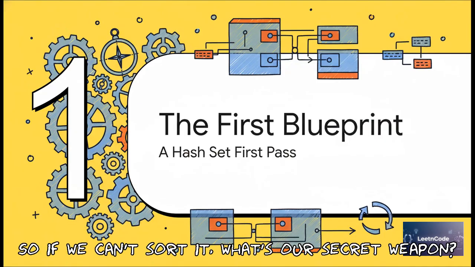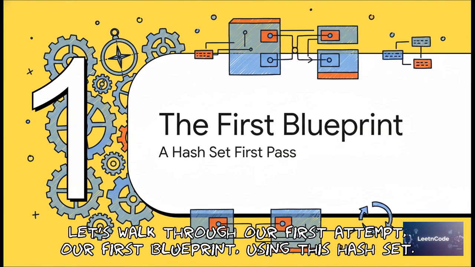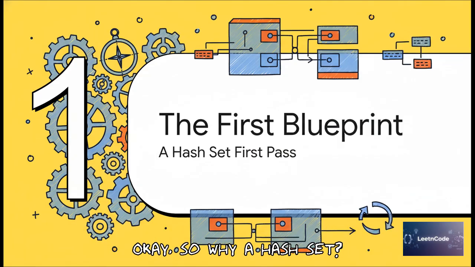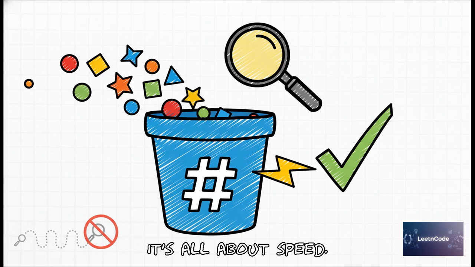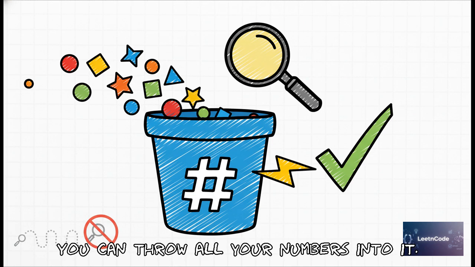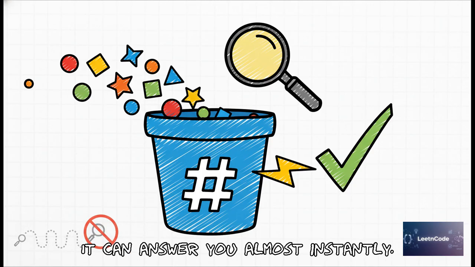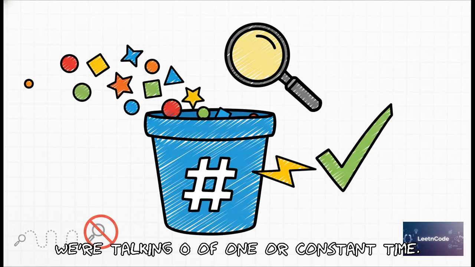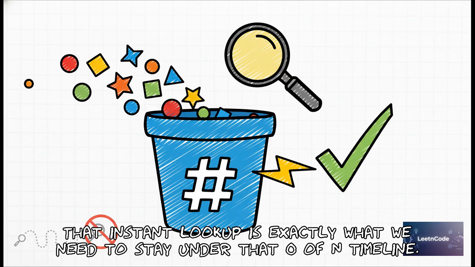So if we can't sort it, what's our secret weapon? Well, it's a fantastic little data structure called the hash set. Let's walk through our first attempt, our first blueprint, using this hash set. Okay, so why a hash set? What's its superpower? It's all about speed. Think of it like a magical dictionary. You can throw all your numbers into it, and then anytime you want to ask, hey, is the number 200 in here? It can answer you almost instantly. We're talking O(1) or constant time. It doesn't matter if there are 10 numbers or 10 million. That instant lookup is exactly what we need to stay under that O(n) time limit.